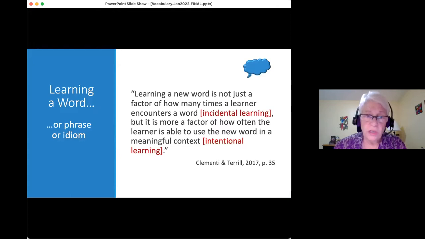Learning a new word is not just a factor of how many times a learner encounters a word, referred to typically as incidental learning, but it is more a factor of how often the learner is able to use the new word in a meaningful context or intentional learning. In other words, meaning and meaningfulness are critical to vocabulary acquisition. We know frequency matters, but frequency without meaningfulness doesn't help learners acquire vocabulary.